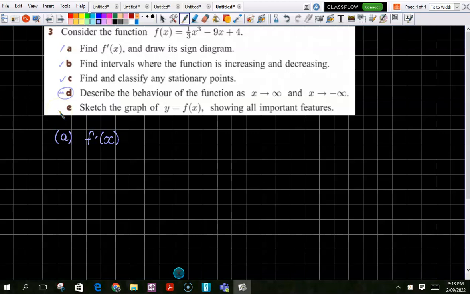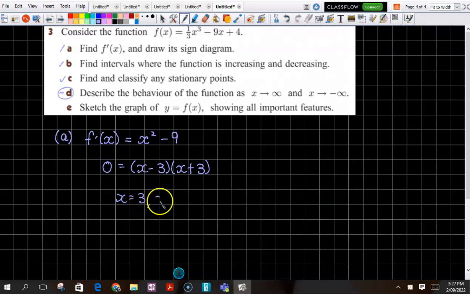So give it a go, pause the video, and then you can have a look in a minute. If we're looking at this, the only critical values are going to be when x equals 3 and x equals minus 3. There's no asymptote, no fraction, no square root, there's nothing. So these are the only critical values that I have.